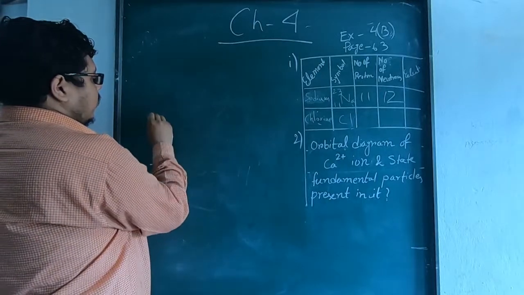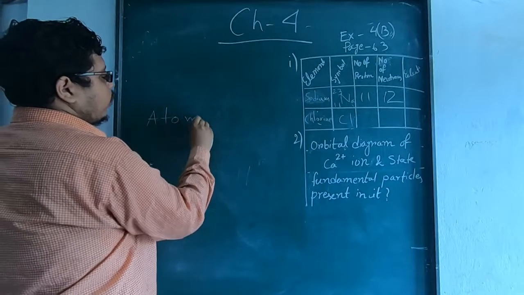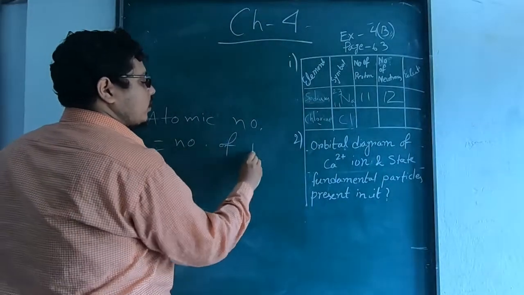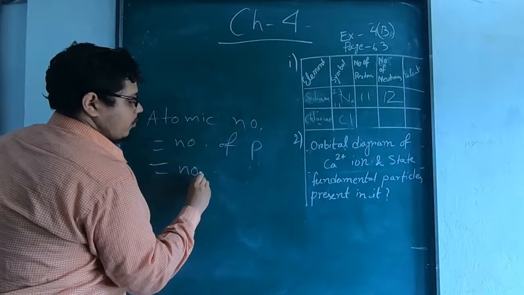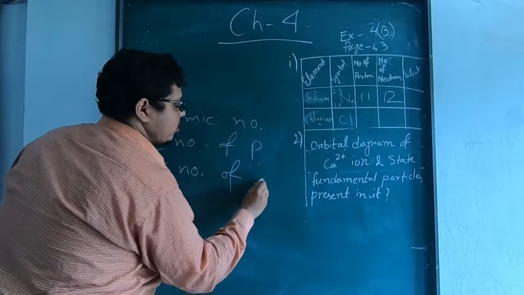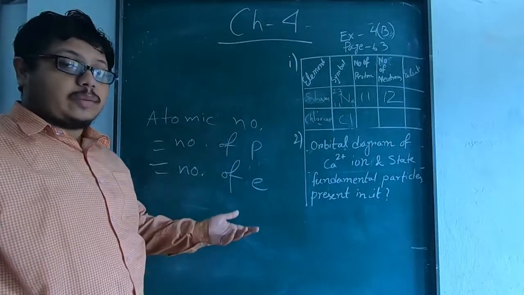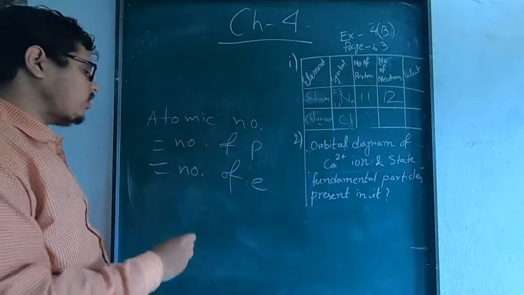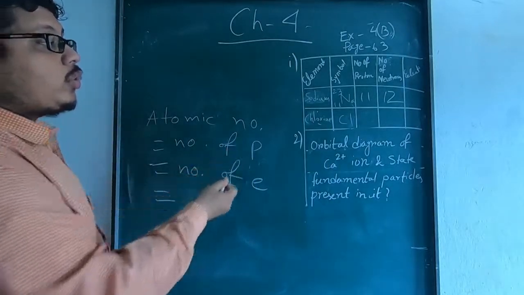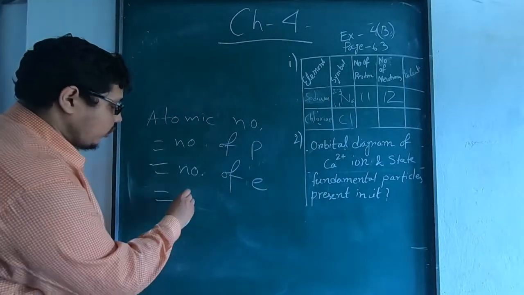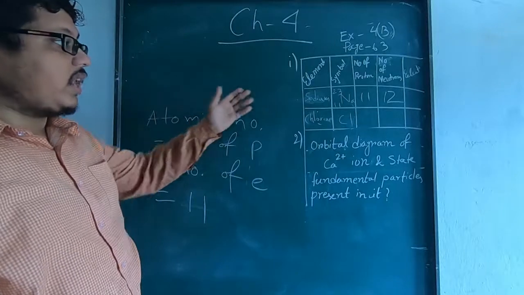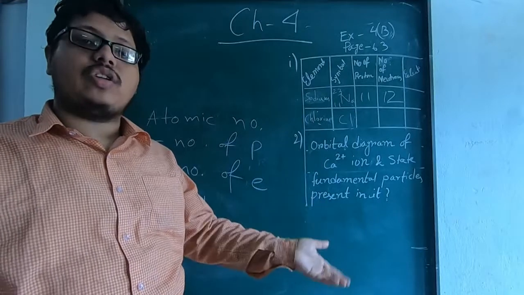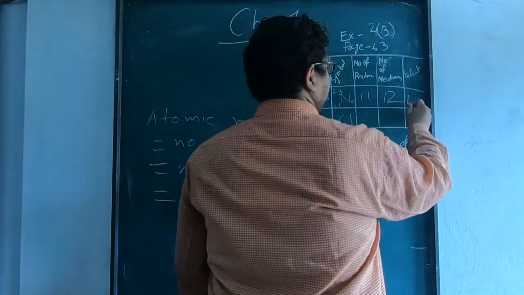So what we have seen is that atomic number is equal to the number of protons, but it is also equal to the number of electrons. How do we know this? Because we know the atom is neutral. Whatever the number of protons is, the same number will be the electrons, because the charge is exactly the same. Here we already know protons are 11, so electrons will also be 11. Atomic number is 11. That means proton is 11, electron is also 11. So let's write it down, 11.